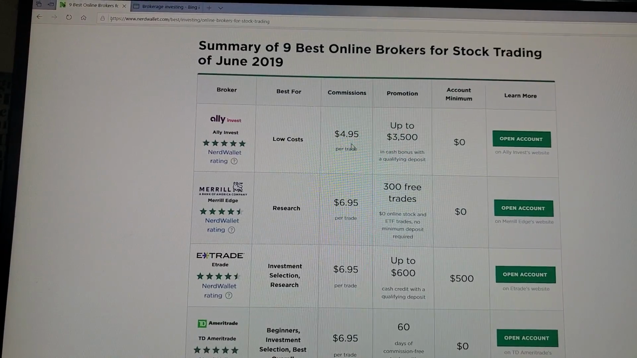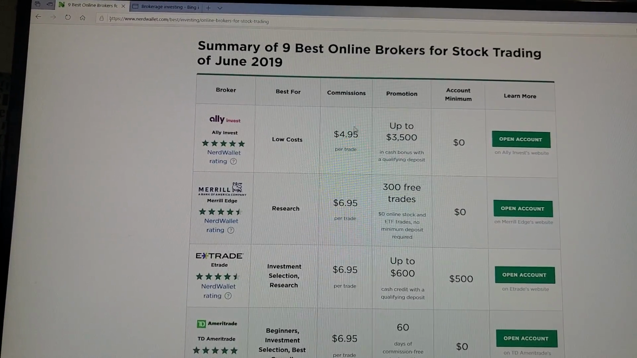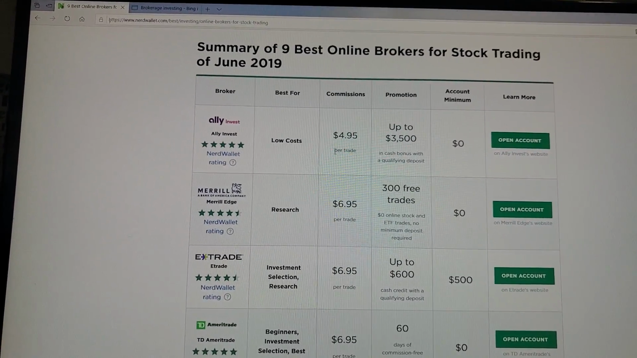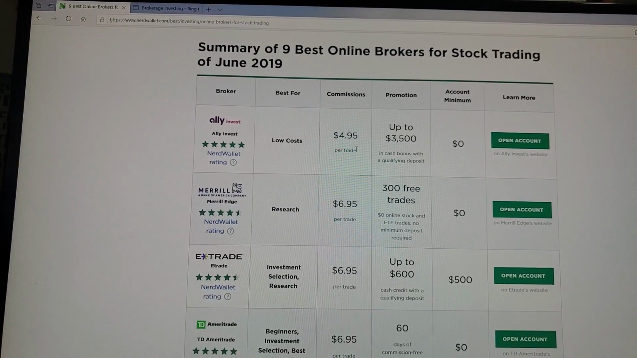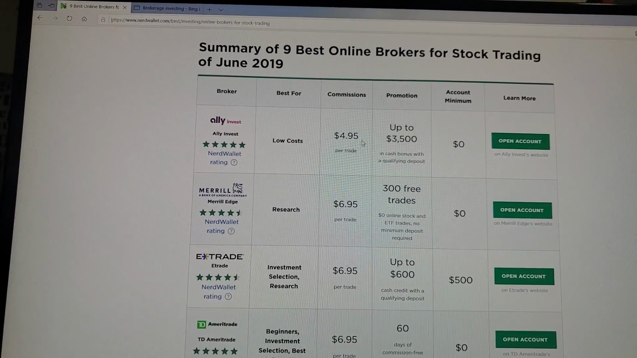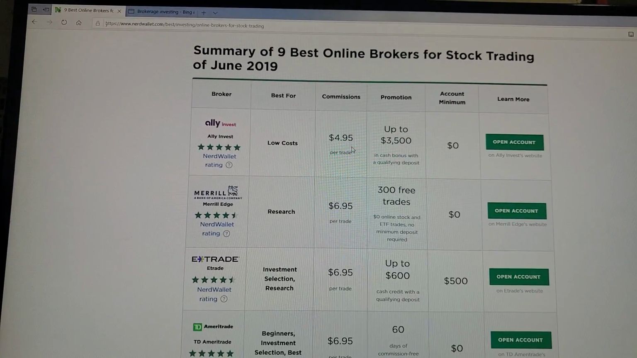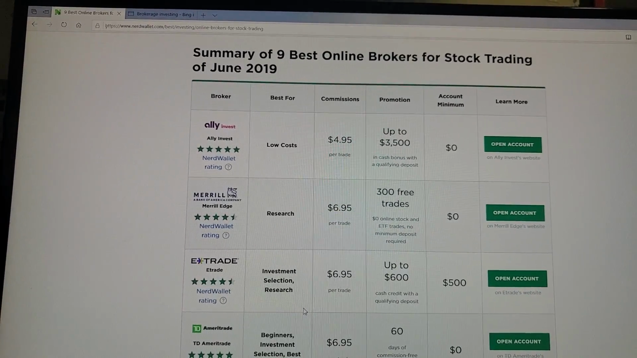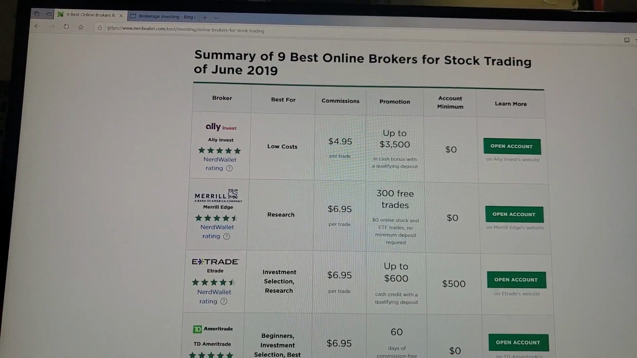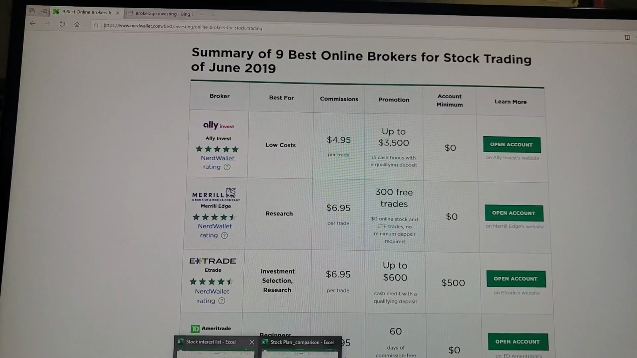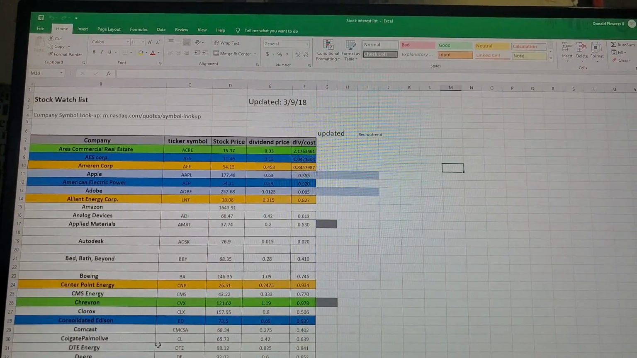What does cost you is the money to actually make the trades themselves. So let's say a stock costs $15, then you'll be charged $4.95 for that transaction, and the same if you were to sell the stock. Now, the question also arises, well, what do you buy?